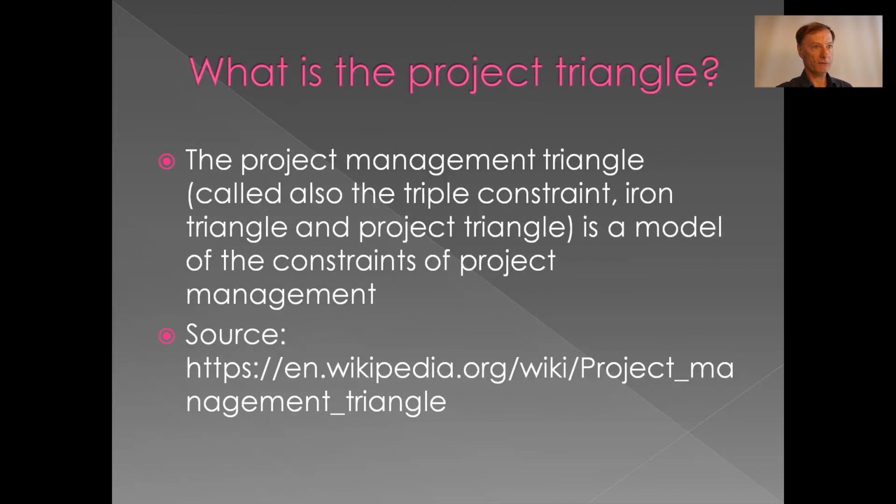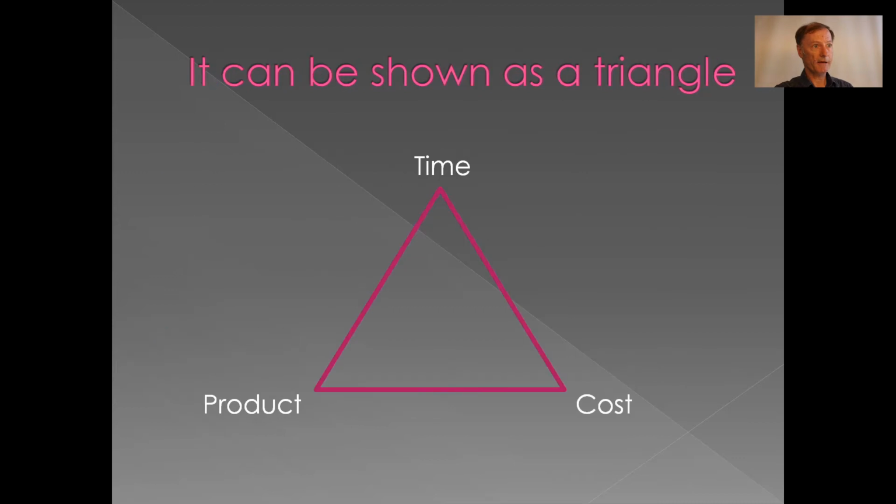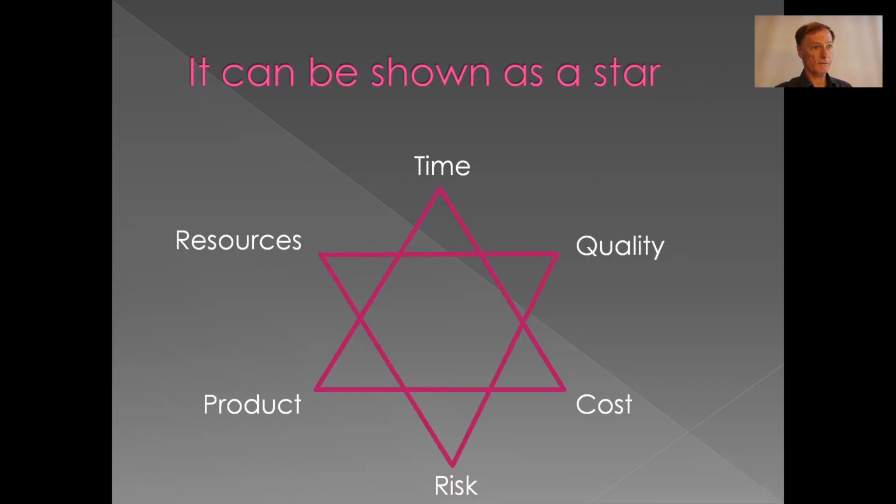What is this project triangle? The project management triangle, also called the triple constraint, iron triangle and project triangle, is a model of the constraints of project management. You can search it on the internet, read about it on Wikipedia and other places. It can be shown as a triangle where we have time, product and costs, or as a star: resources, quality, risk, and everything in between.